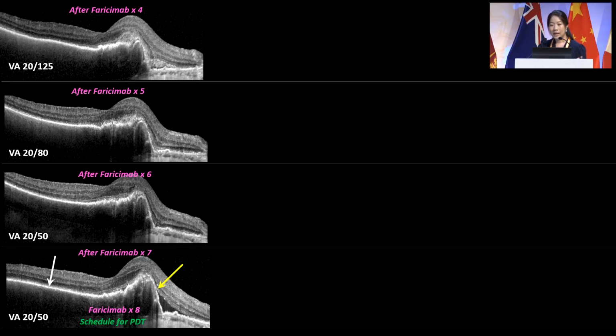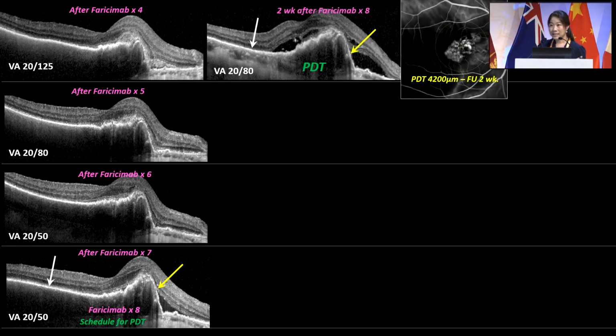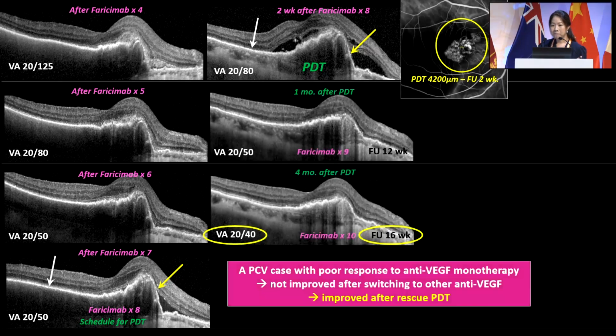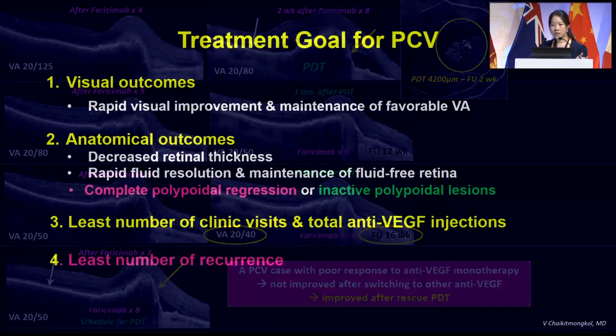Very luckily, PDT became available again in Thailand at the end of last year. So we applied PDT in this case and the patient showed significant improvement. We can control the disease. The vision improved to 20/40 and we can extend the follow-up period to 16 weeks. So this case showed that in a very difficult case, even after extensive injections with expensive anti-VEGF like aflibercept and faricimab, sometimes rescue PDT still plays a role in this difficult patient.